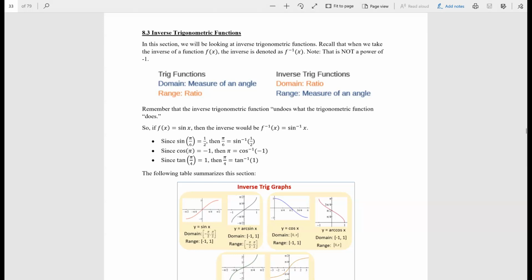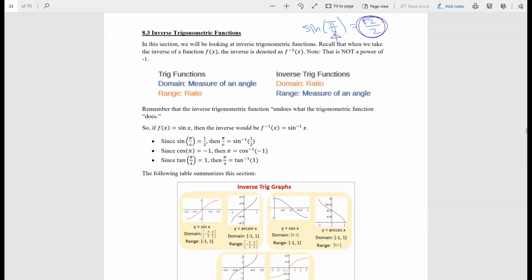This is 8.3, inverse trig functions. So far we've been doing functions that look like this, where you have the sine of pi over 4. So I put in an angle, and what you get out is a ratio, like square root of 2 over 2. But now what we want to do in this section is, what if instead I give you the square root of 2 over 2, can I possibly get the pi over 4 back?